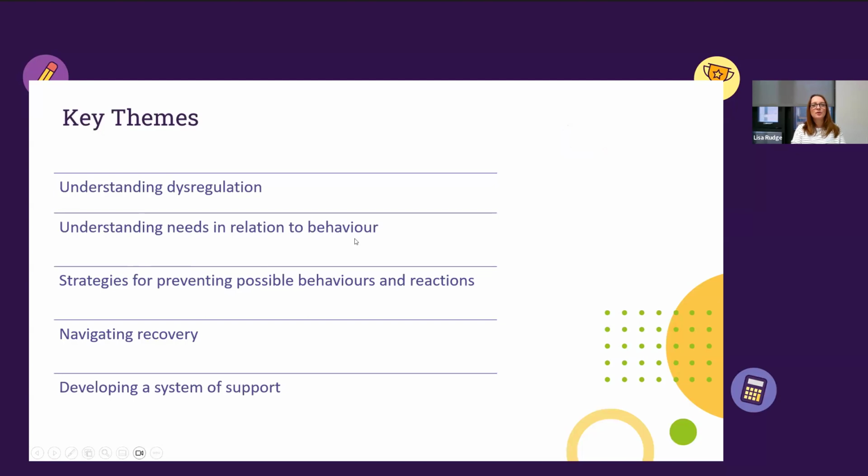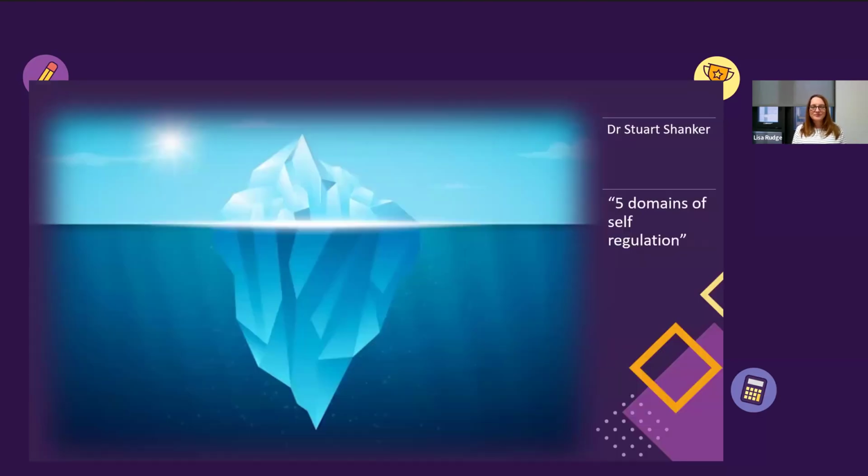Okay, so the key themes that we're going to be looking at today: we're going to be thinking about dysregulation, what that actually means, how that might present, what that means for us as practitioners, but also for the child. We're going to look at how we can understand the needs in relation to what we're seeing, what we're hearing, what we're observing. We'll be looking at strategies for preventing possible outward behavioural responses and reactions. We're going to look at how we can navigate that recovery, and then we'll look at how we can develop that system of support. So they're the key themes that I'm going to talk about today.